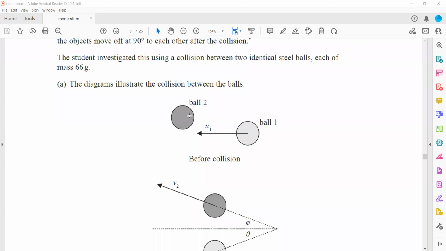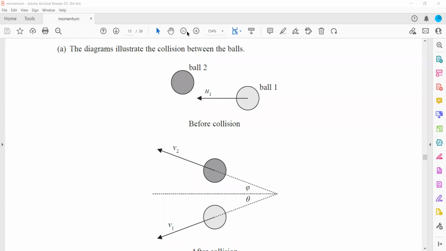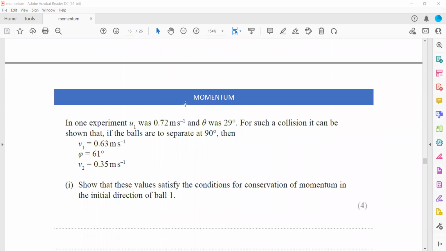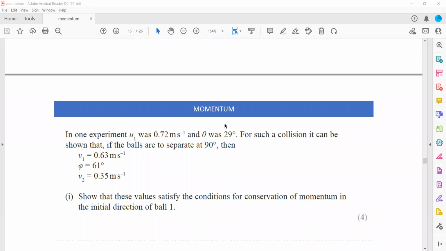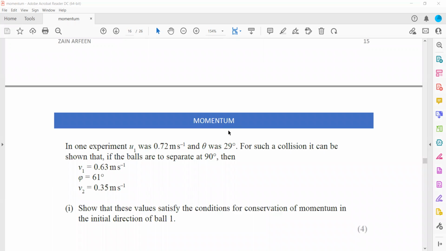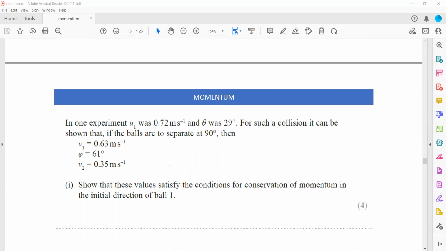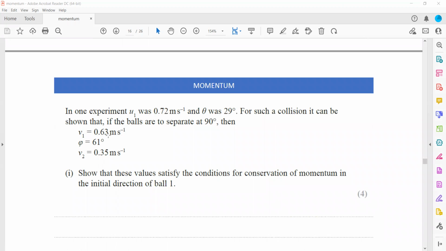This is shown before the collision: ball 2 is stationary, and ball 1 is moving towards ball 2. After the collision, you can see ball 2 is moving. This is the direction in which ball 2 is moving, and this is the direction of ball 1. In one experiment, the initial velocity of ball 1 is 0.72 and the angle theta was 29. It can be shown that if the balls are separated by 90 degrees after the collision, then v1 is 0.63, phi is 61, and v2 is 0.35.